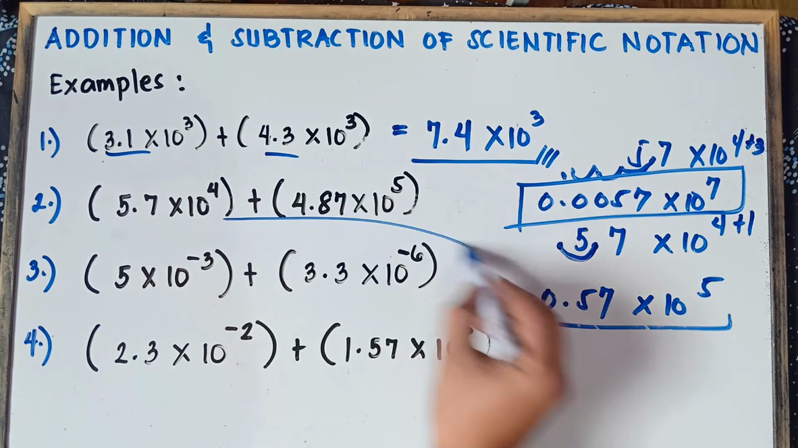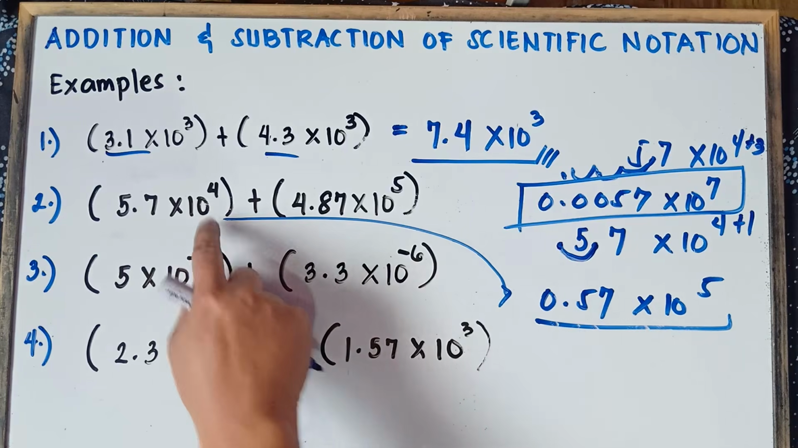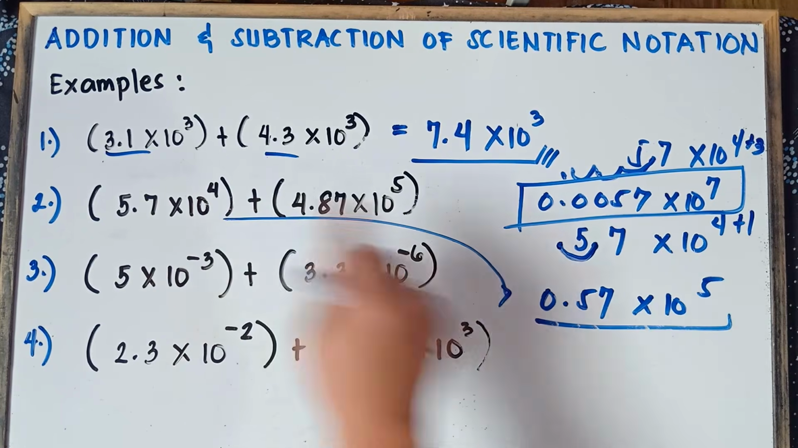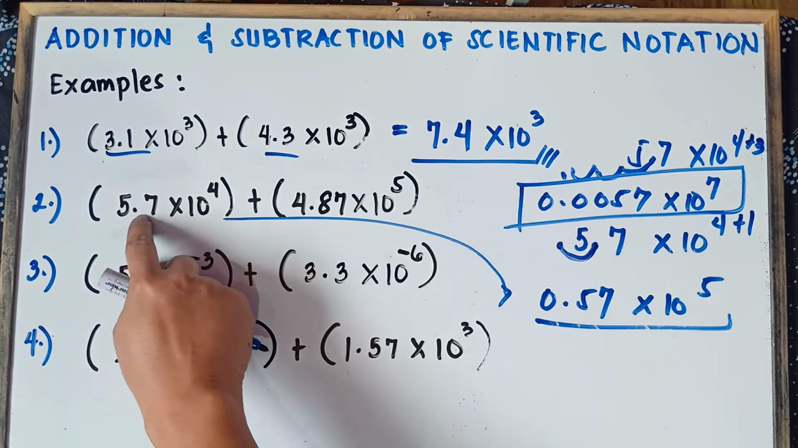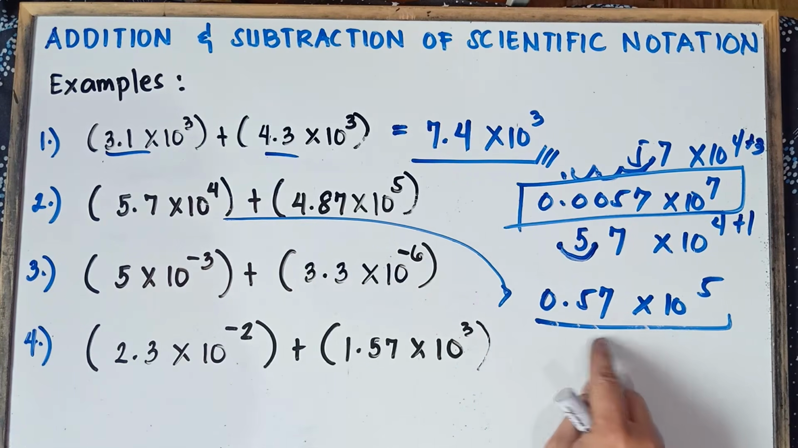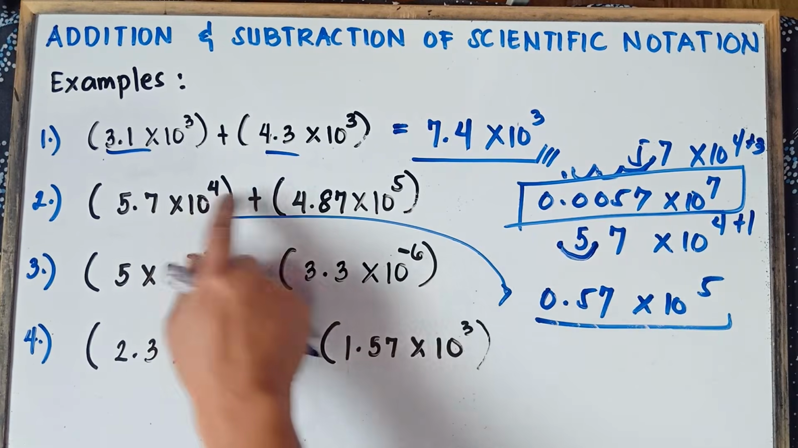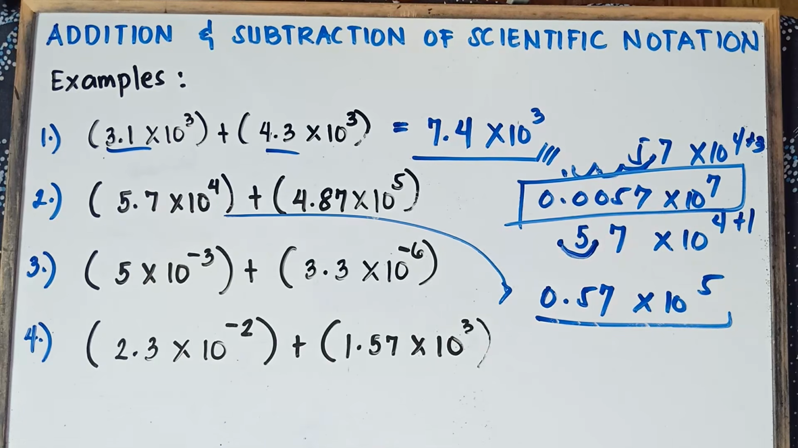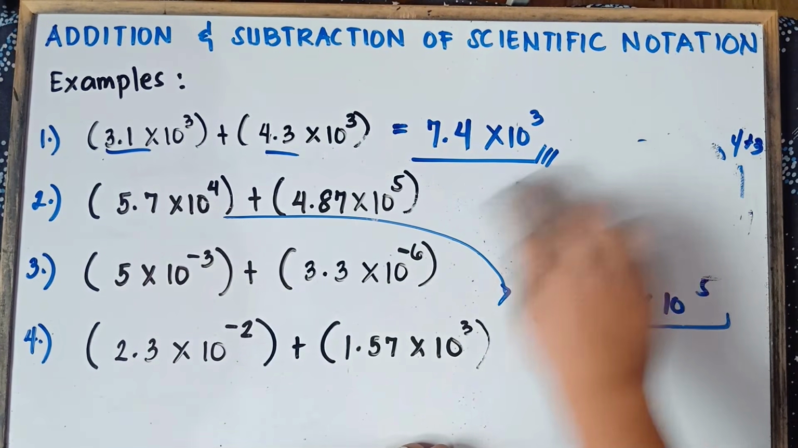So, this is just the same, class. We just convert this 4 to become 5, and to convert this 4 to become 5, we need to move the decimal point right to left once. So this will be 0.57. Now, they have the same exponent, so therefore, we can add this one. I hope it's clear for you, class.